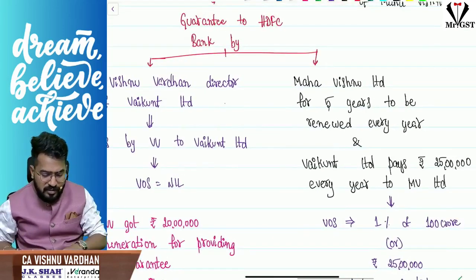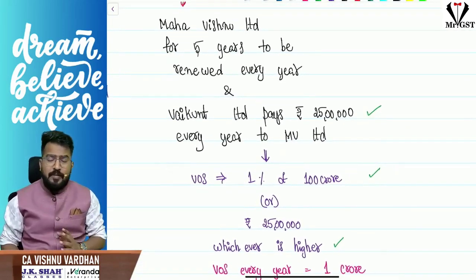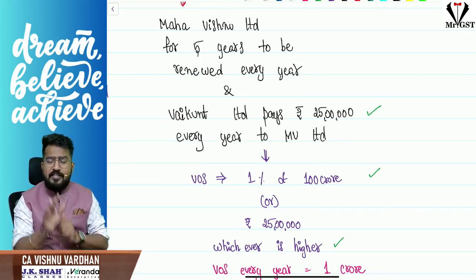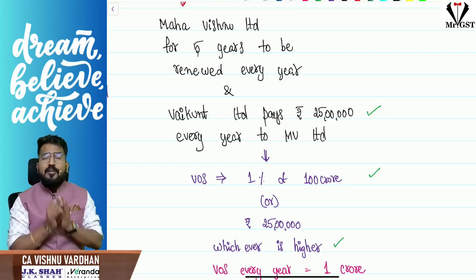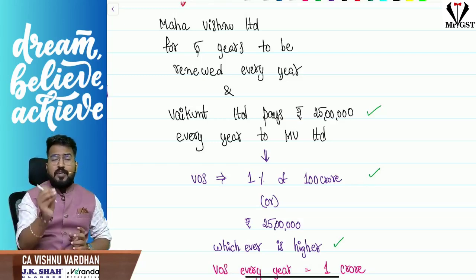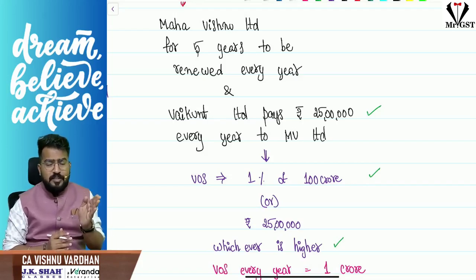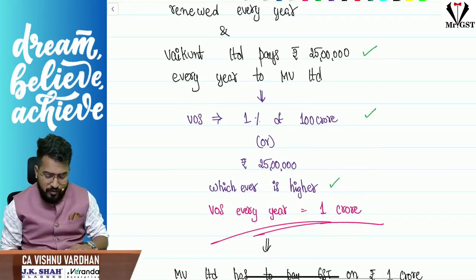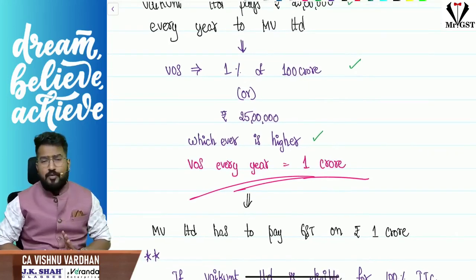Next, this is the second part of the discussion. Suppose the guarantee is given by Mahavishnu Limited, the holding company of Vaikunth Limited, for 5 years, and each year the renewal will happen. And Vaikunth Limited pays 25 lakhs to Mahavishnu Limited as consideration for this every year. Now, please understand, what is the value of supply? The value of supply will be 1% of 100 crore, the guarantee given, or 25 lakhs, whichever is higher. Obviously 1 crore will be higher, and Mahavishnu Limited has to pay GST on 1 crore, being the supplier.